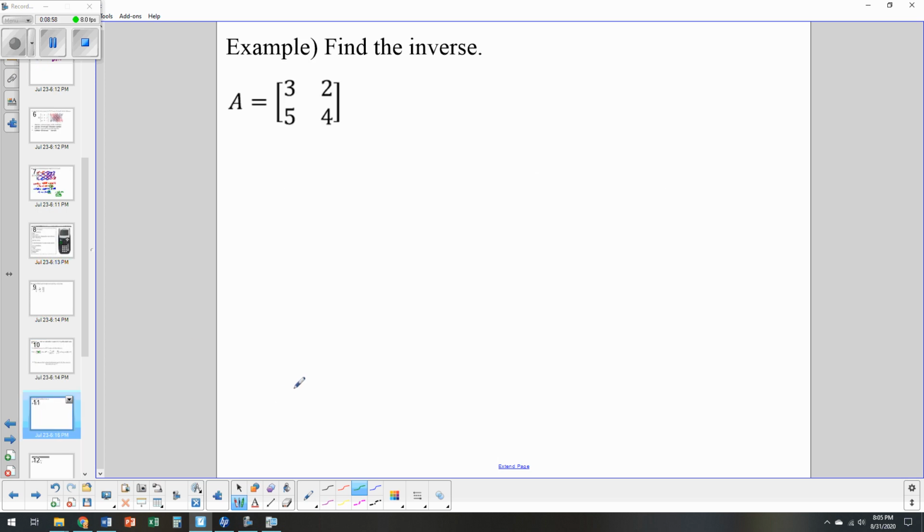So we're going to find the inverse here. So we'll start by finding the determinant. Downward, 3 times 4 is 12, minus upward, 5 times 2 is 10. So the determinant is 2. So to find the inverse, it's going to be 1 over 2 times, remember, switch places. So this is now 4 up here. This is now 3 down here. Change signs. So the 5 is now a negative 5. The 2 is now a negative 2.